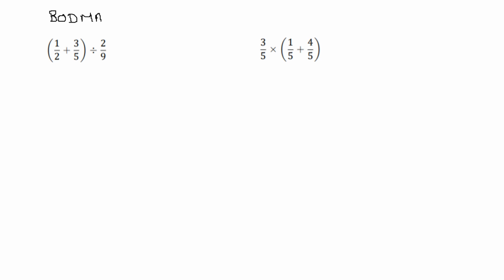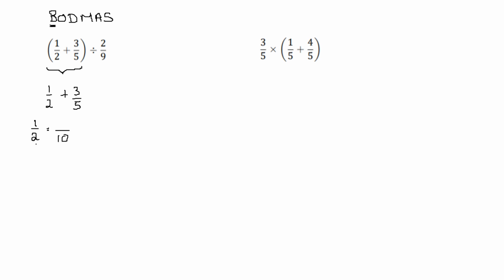Let's pop our BODMAS across the top again. When we see brackets, we always do the brackets first. So we're going to do this part first: 1/2 add 3/5. My least common multiple of my denominators 2 and 5 will be 10. So I'm going to turn both of my fractions into tenths.